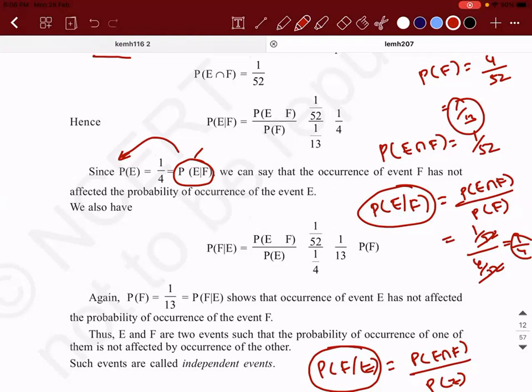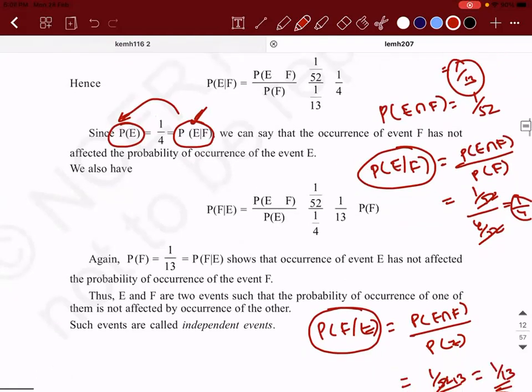Means what do you call these kinds of events? These kinds of events are called independent events, because if I calculate the conditional probability of E given that F has occurred and get the exact probability of E, it means the occurrence of F is not affecting the occurrence of E. So they are independent events.